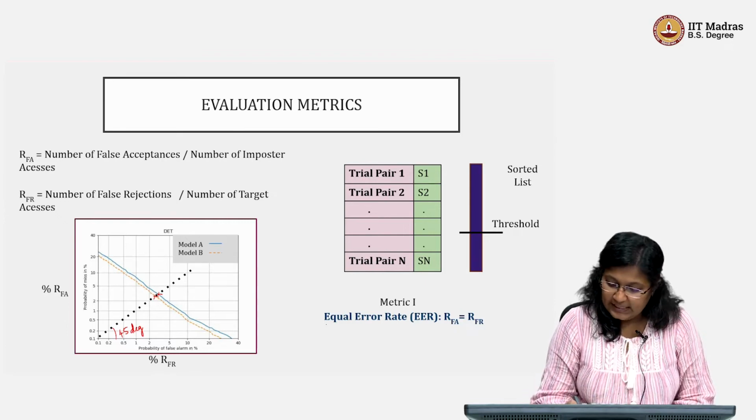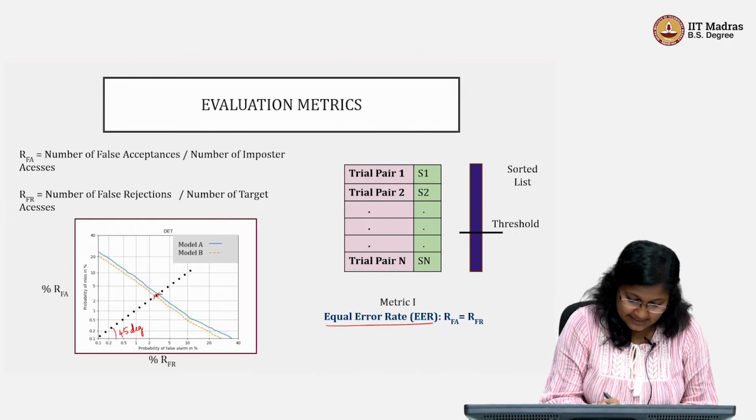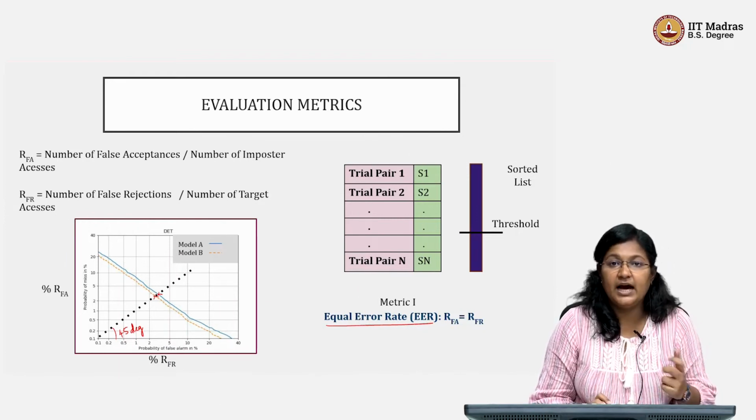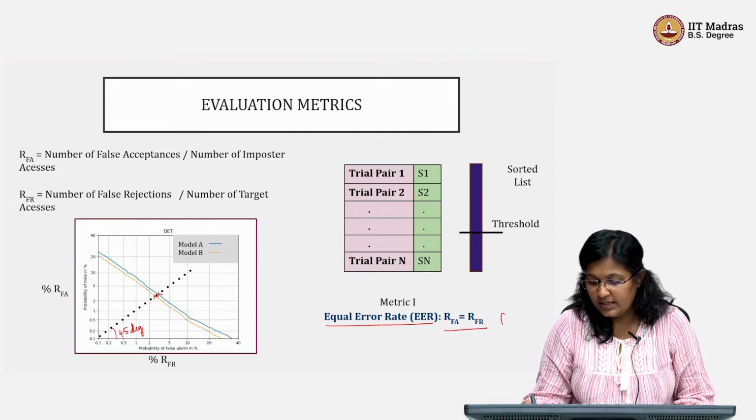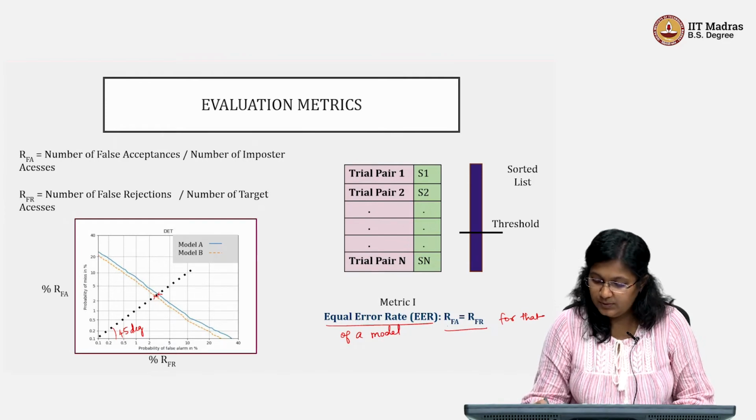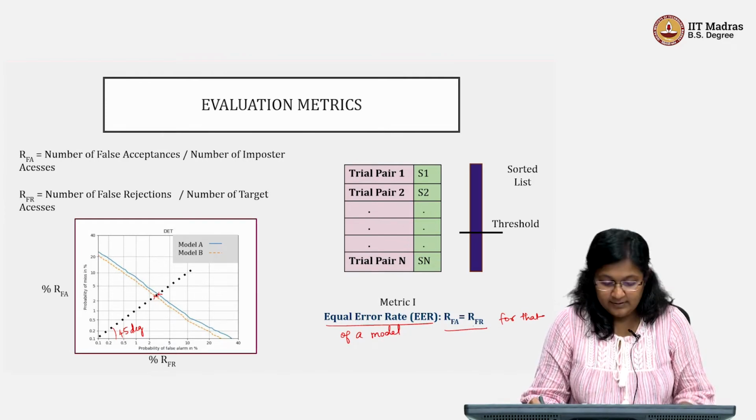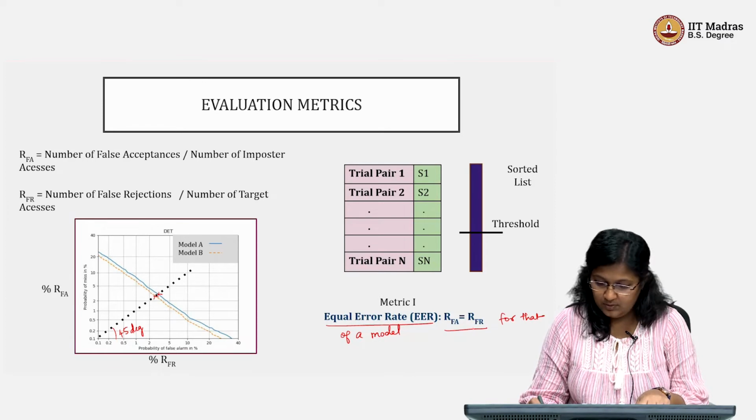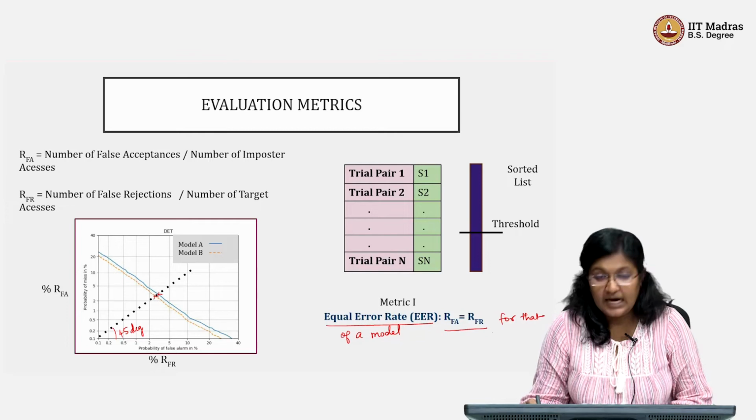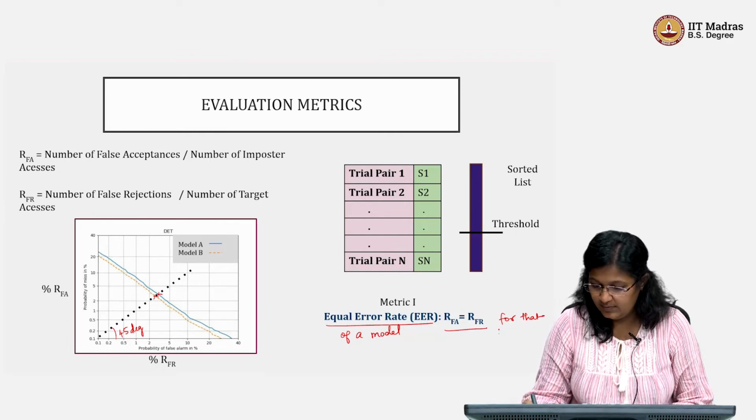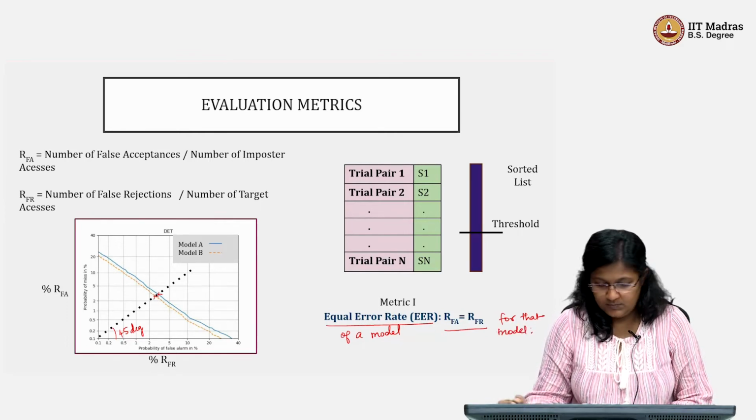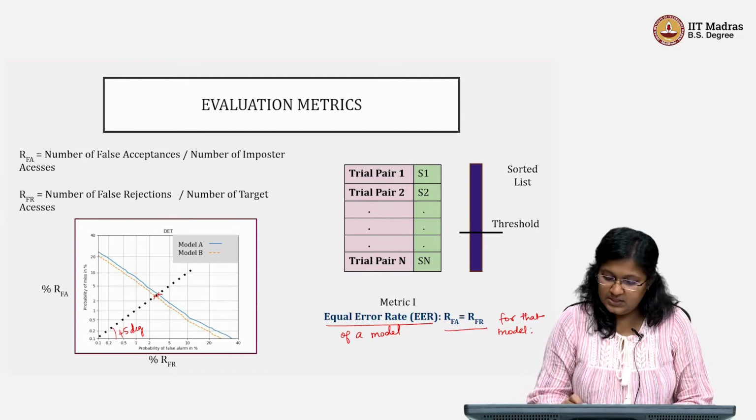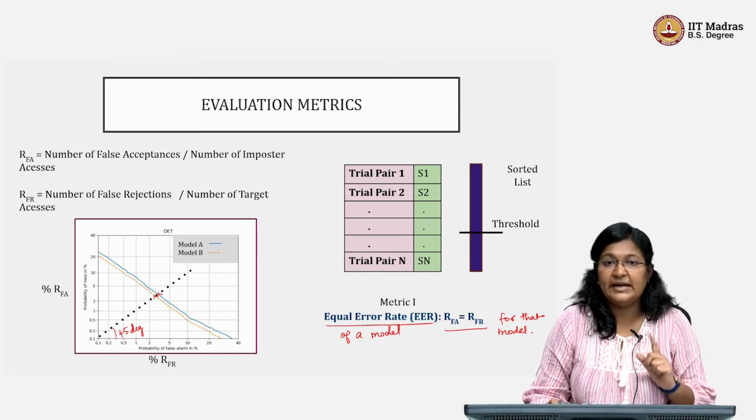So this is called equal error rate, because this is the point where RFA and RFR become equal for that particular model. Equal error rate of a model is actually the value at which the RFA and RFR are equal for that model. Okay. So this is your equal error rate. This is our metric 1.